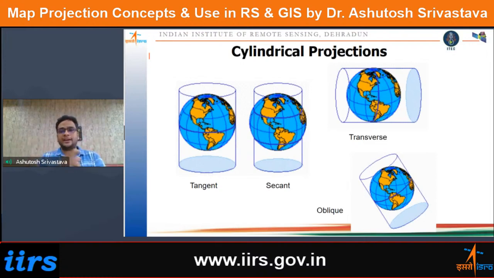But the line wherever it is touching will be one standard parallel, or two will be there. When two will be there, the distortion may be increasing, but it is less in this case. And when it is equatorial, only one line it is touching, so there is no distortion, but when we are moving away, the distortion will be increasing.